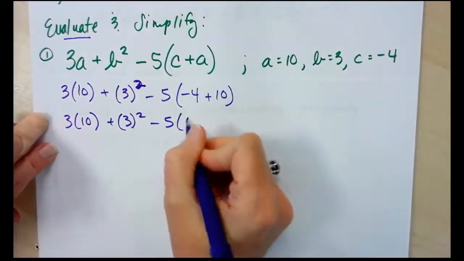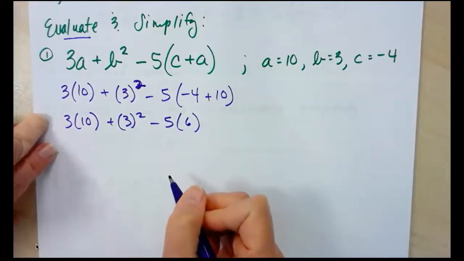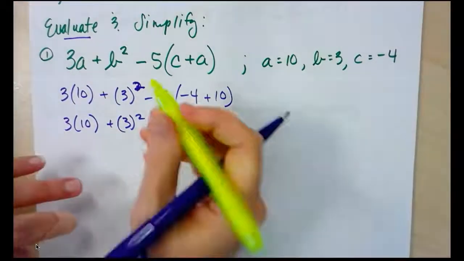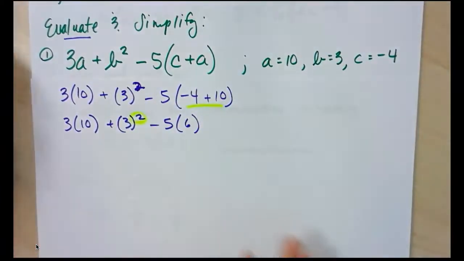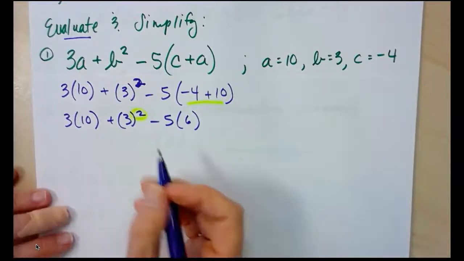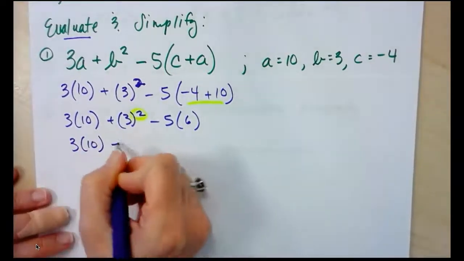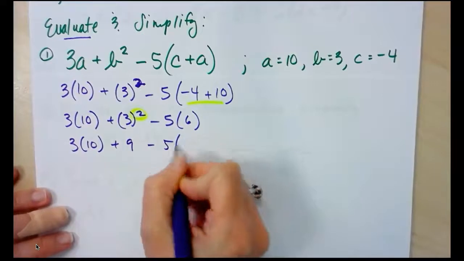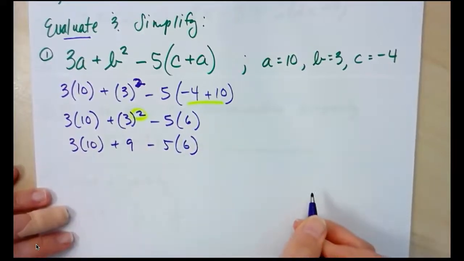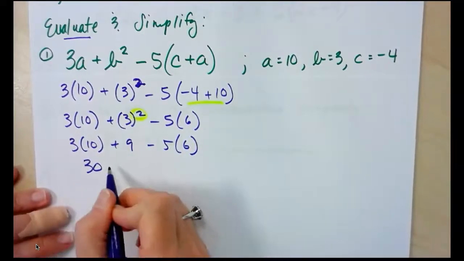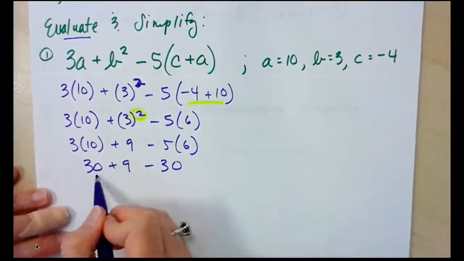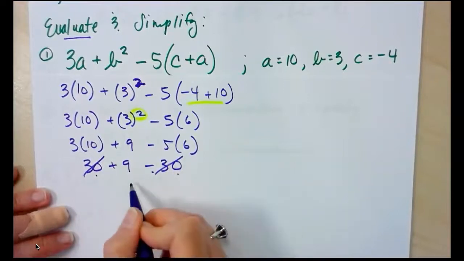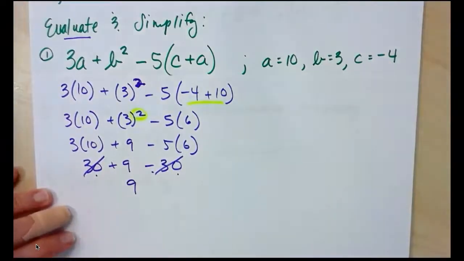-4 plus 10 is 6. And next we're going to deal with the exponent. So first we did the parentheses, next is the exponent. 3 to the second power is 9, so 3 times 10 plus 9 minus 5 times 6. And then multiply from left to right. 30 plus 9 minus 30 again. 30 minus 30, these cancel, leaving us with a +9. That is evaluating and simplifying.